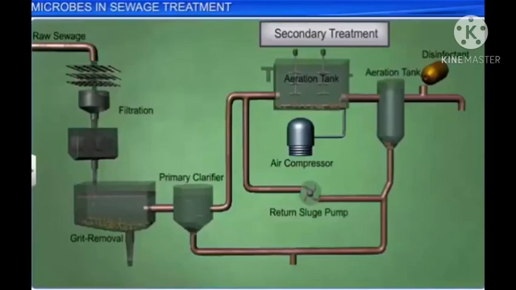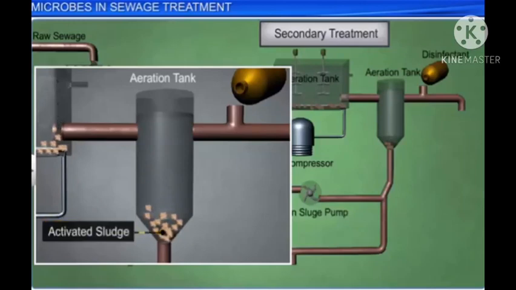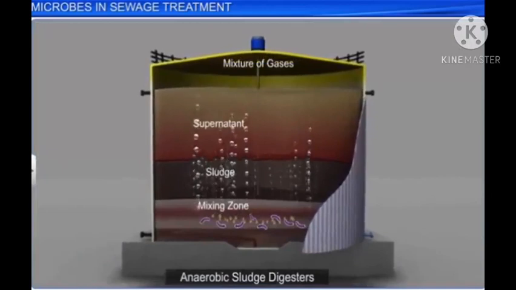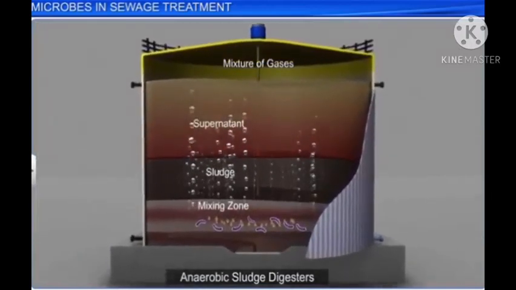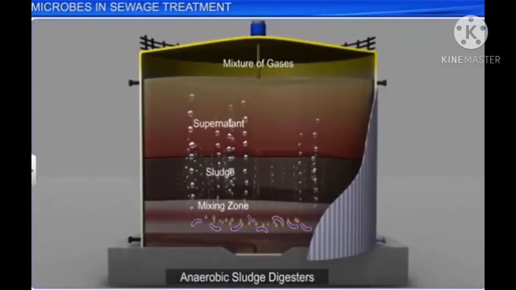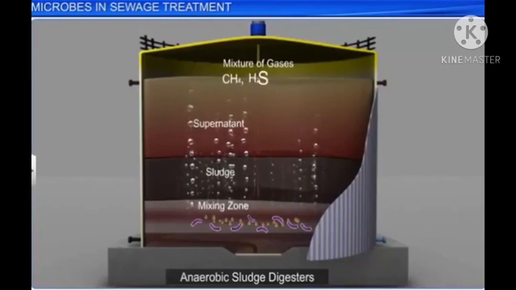Once this is accomplished, the effluents are transferred to another aeration tank where the flocks of bacteria are gradually allowed to sediment. This sedimented part of sewage is known as activated sludge, which is pumped into large tanks called anaerobic sludge digesters. Here, anaerobic bacteria digest the bacteria and fungi present in the activated sludge and produce a mixture of gases such as methane, hydrogen sulfide, and carbon dioxide.